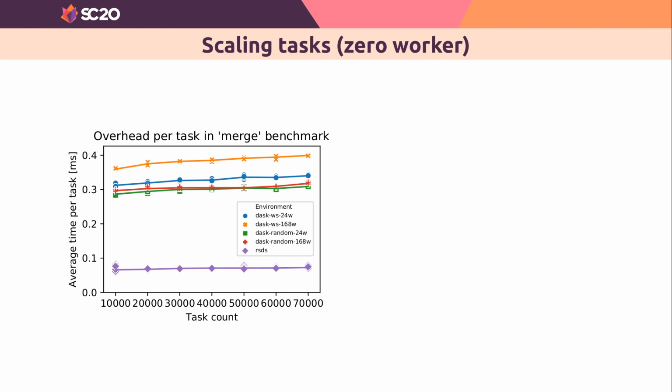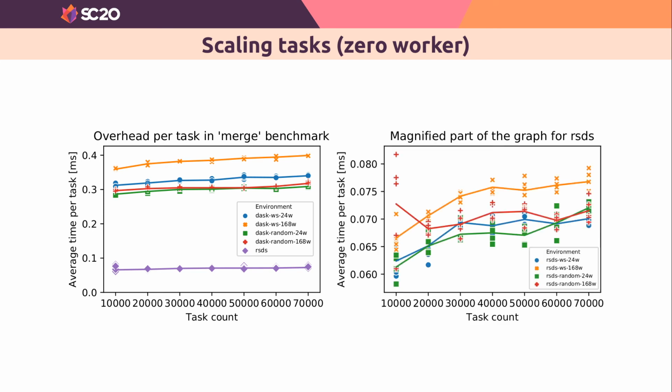Here we examine how the overhead changes when we increase the number of tasks using the simple merge workflow. We can see that the overhead of the random scheduler in Dask does not change when task count is increased, and that it is generally lower than the overhead of the Workstealing scheduler. The overhead of the Workstealing scheduler also increases with more tasks, and it is higher when more workers are used. The overhead of RSDS is about 3 to 4 times smaller than the overhead of Dask, and if we zoom in on the RSDS part of the chart, we can see that it has a similar behavior to Dask, where Workstealing has more overhead, although on a very different absolute scale than Dask.